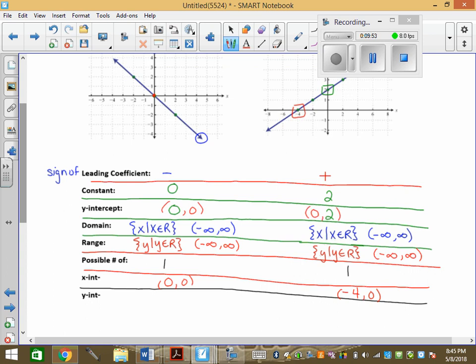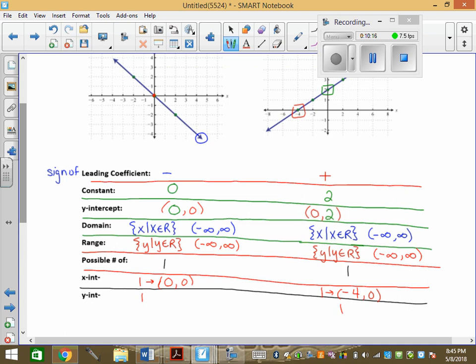So I seem to have doubled up my y-intercept. The possible number of y-intercepts in this case. So possible number of x-intercepts is 1, and it's (0, 0). This one is 1, and it's (-4, 0). Y-intercepts, this one has 1 always, and 1.